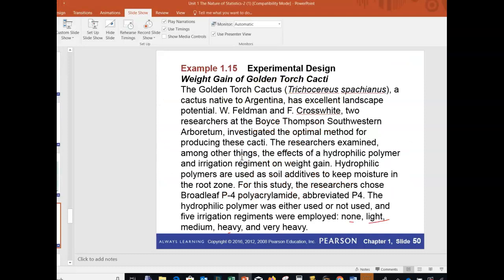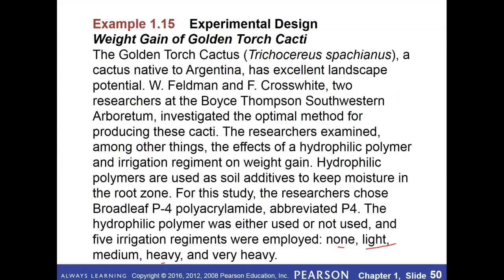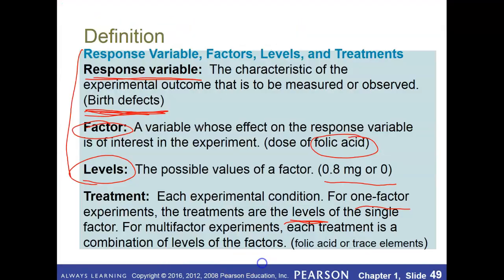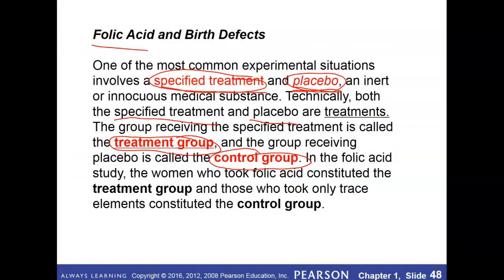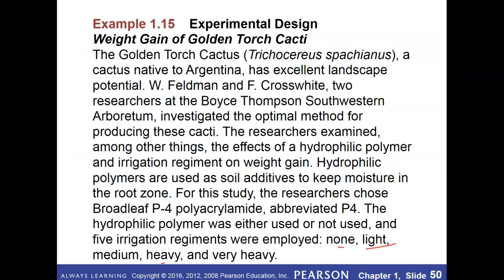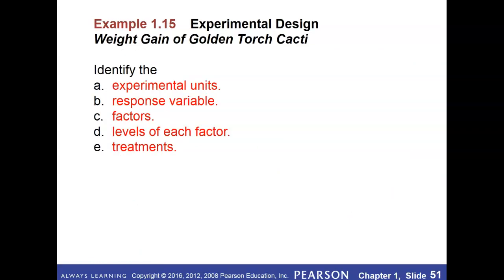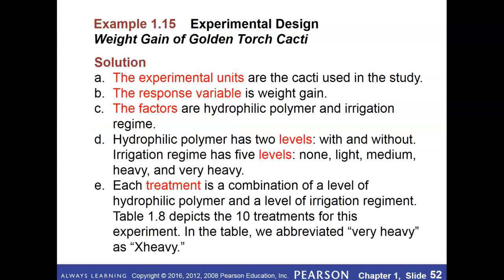So those are the different levels of the irrigation. So we have 2 different things going on, and we have different levels in each one. Let's take a look at these 5 things. We're going to see if we can identify the experimental units, the response variable, the factors, the levels of each factor, and the treatments.